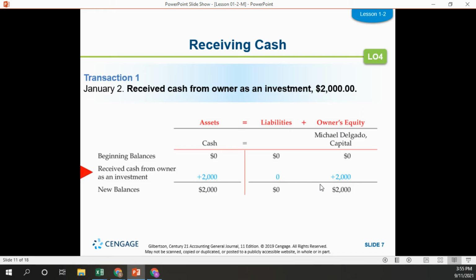We added $2,000 of owner's equity, Michael Delgado capital, that capital account, that's owner's equity. The account title is Michael Delgado Capital. Cash is the account title here. It is an element of assets. Michael Delgado Capital is an element of owner's equity. It's like a subgroup. It's an account under owner's equity. We add $2,000 to each side. We end up with $2,000 cash, and that equals $2,000 of owner's equity. After we get done with the transaction, assets must equal liabilities plus owner's equity every time.